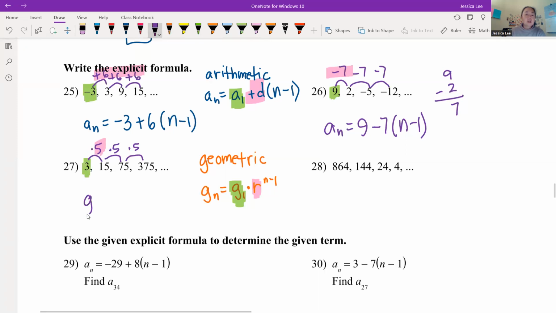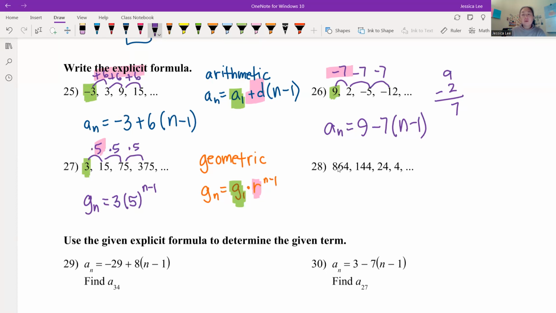So let's write this out. Gn is equal to G1, which is our 3, times, I usually like to put parentheses instead of the dot, just because if we're multiplying by negatives, it's much easier to remember. So times r, which is 5. We're quintupling every time, right? Multiplying by 5 every time. And then to the n minus 1. That's it. Very easy.